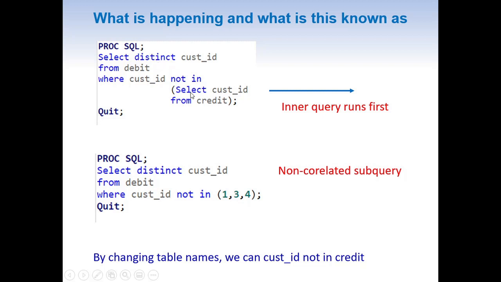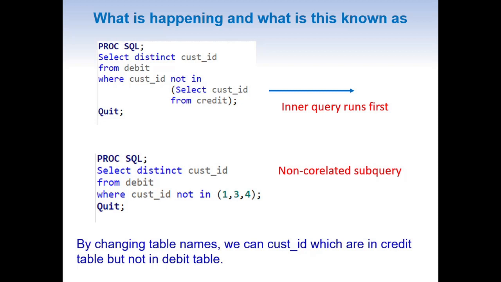Both the queries are dependent on each other, which means they are correlated to each other. Unlike what we see here, where just the inner query runs first and gives a result and then the outer query works. For this presentation, I will not be discussing anything about correlated subqueries.